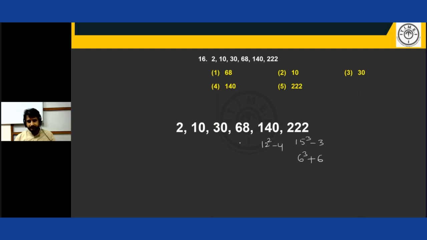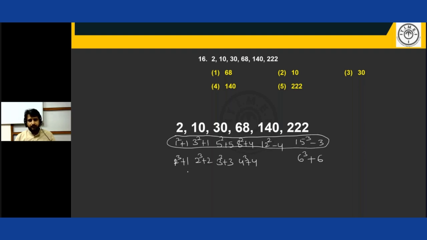68 is 8 square plus 4 or 4 cube plus 4. 30 is 5 square plus 5 or 3 cube plus 3. 10 is 3 square plus 1 or 2 cube plus 2. So 2 is 1 square plus 1 or 1 cube plus 1. Which seems the proper one? And there will be one wrong number. Squares are not in a proper pattern, but the cubes are in a proper pattern. 1 cube plus 1, 2 cube plus 2, 3 cube plus 3, 4 cube plus 4, 6 cube plus 6.